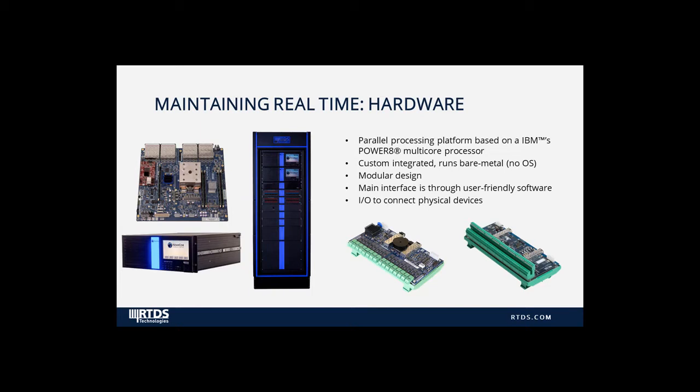We achieve modularity through core licensing, so the quantity of cores licensed on a given unit determines the size and complexity of the simulation it can run. And in order to connect the simulation to external equipment, say a generator protection relay or an exciter, we use modular input and output cards, which are shown on the right. So for example, here you see an analog output card, which might be used to send power system voltages and currents to a real relay in the laboratory.